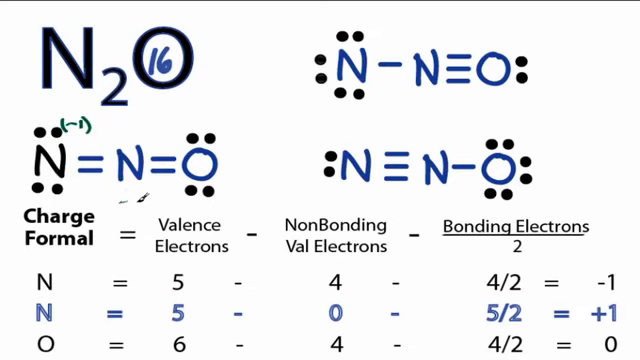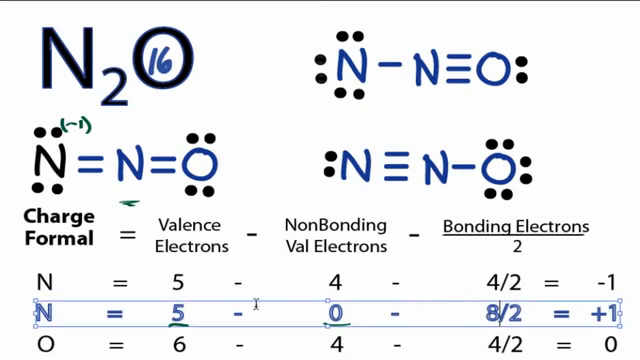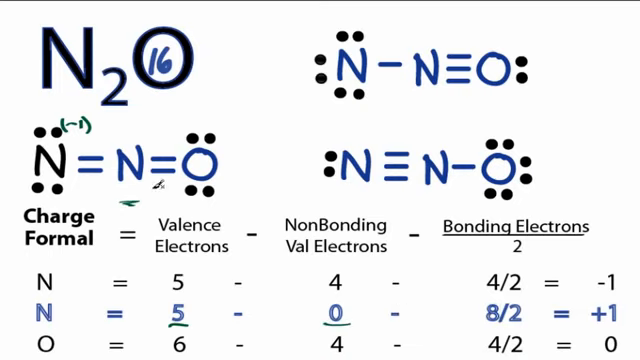For the nitrogen in the center, we have 5 valence electrons. All of the valence electrons are bonding, so non-bonding is 0. And we have a total of 2, 4, 6, 8 bonding valence electrons divided by 2. 5 minus 4 is +1. So we have a formal charge of +1 on this nitrogen right here. The formal charge on the oxygen turns out to be 0.